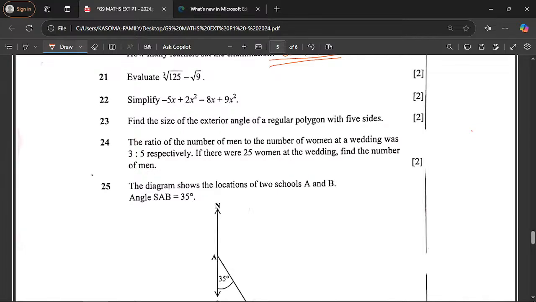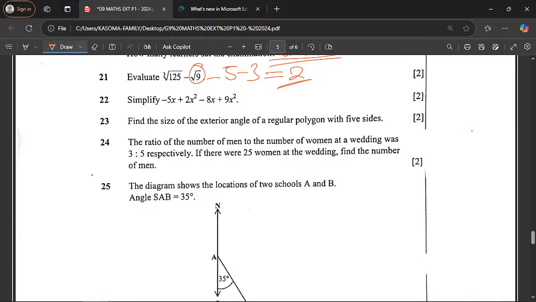What number can we multiply by itself 3 times to give us 125? 5 times 5 times 5 will give us 125. So the cube root of 125 is 5, minus the square root of 9, which is 3. So 5 minus 3 will give us 2 as the answer. As simple as that.